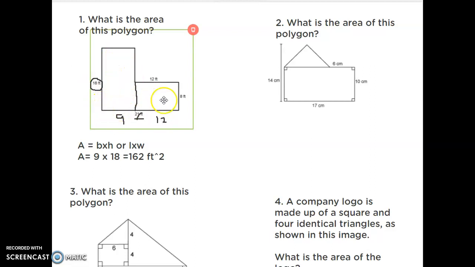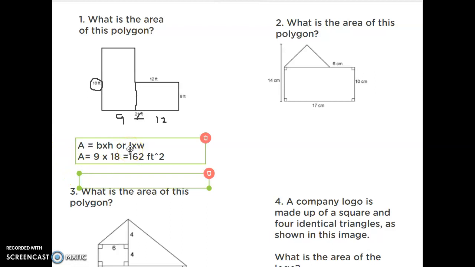Okay, that gives us the area of this first rectangle, but we have this other rectangle, and it looks like we have a base of 12 for it and a height of 8. So area equals base times height, and that's 12 times 8, which gives us 96 square feet.